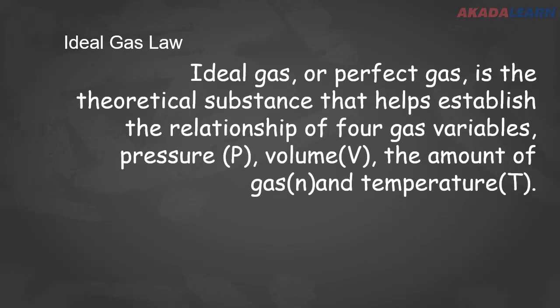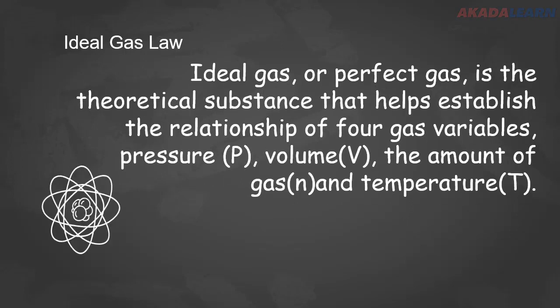All right, it's now time for us to take a look at the ideal gas law. The ideal gas, or the perfect gas, is the theoretical substance that helps to establish the relationship of four gas variables. We are referring to pressure, volume, the amount of gas, and the temperature. So we are looking at these four variables and how they relate with one another.